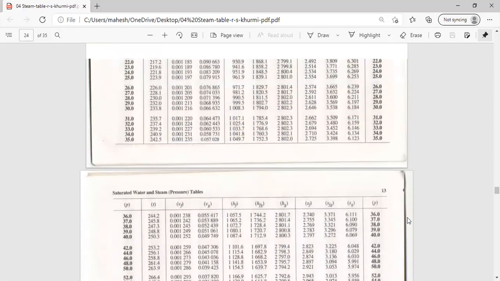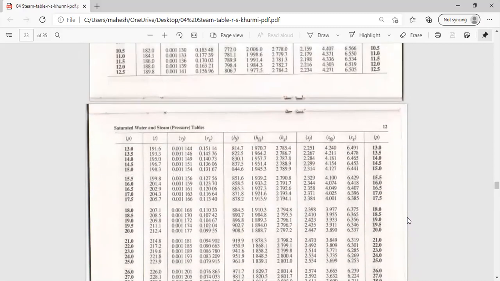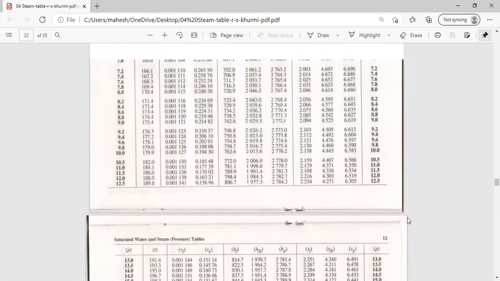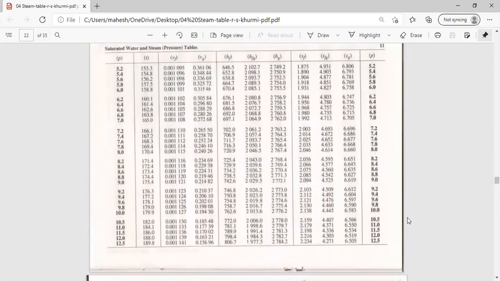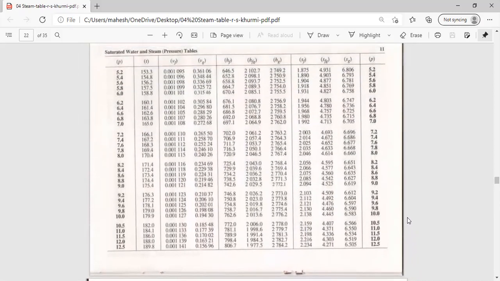Now suppose you are asked to find the specific enthalpy at 10 bar. Okay, so specific enthalpy of saturated liquid at 10 bar. So 10 bar is seen over here. At 10 bar, we need to look for the Hf value. So the Hf value at 10 bar is the specific enthalpy of saturated liquid. Look at the value, and that value is 762.6 kilojoules per kg.